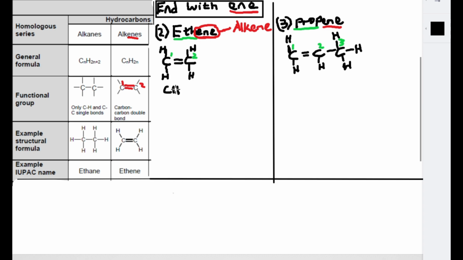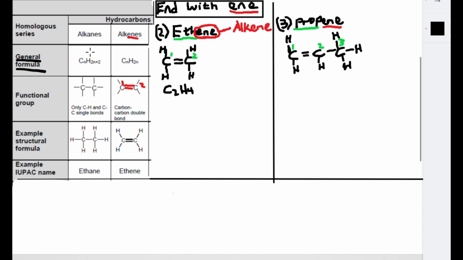So the molecular formula for ethene is going to be C2 because there are 2 carbon atoms. And how many hydrogen atoms? 1, 2, 3, 4. H4. And that's where our general formula comes in.